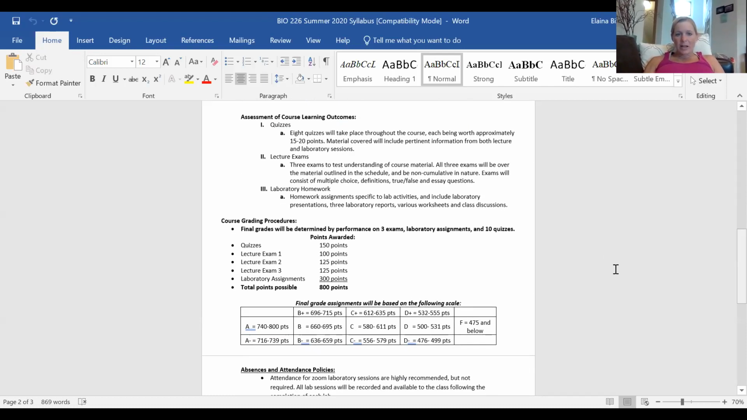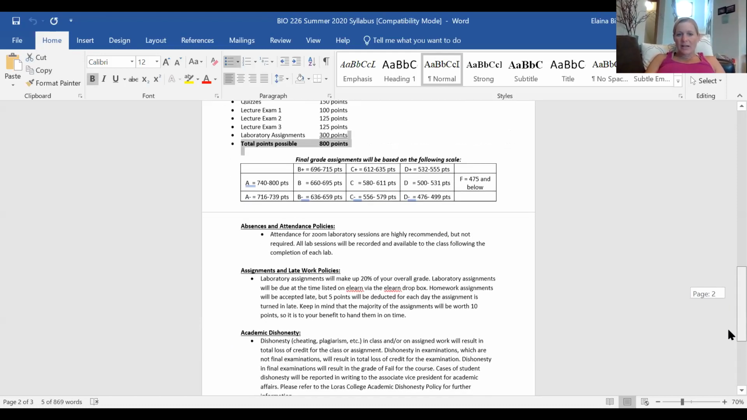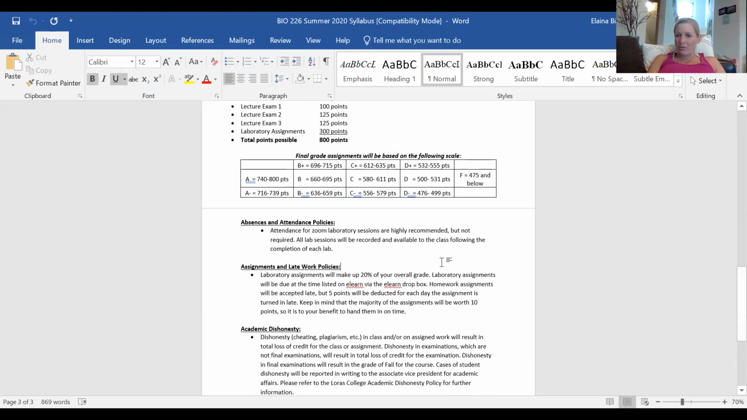Here's the points breakdown. Again, 800 points are total available, and your grading scale is set up the same as what we would see if you wanted to look at percentages. So 90s are A, 80s are B, 70s are C, etc. As I mentioned, attendance is not required, but I would recommend that you attend as many of those Zoom sessions as you can so that you can ask questions about the lab activities or the lab homework or questions on lecture, etc. So please do your best to attend those if you can.